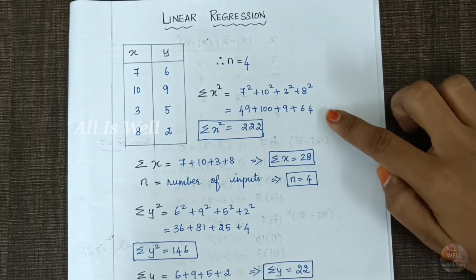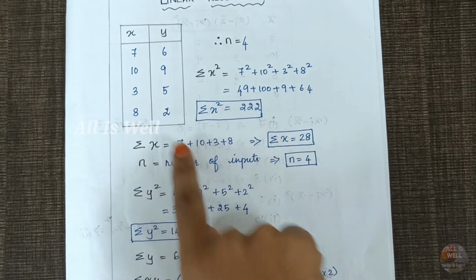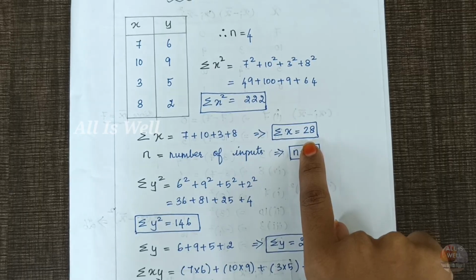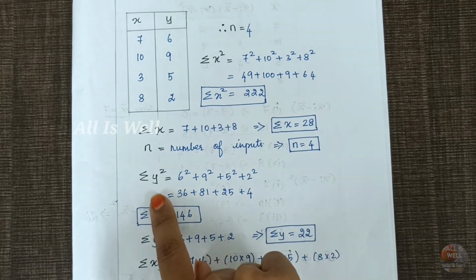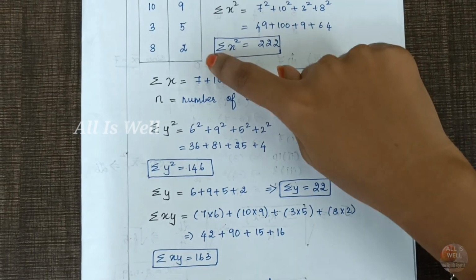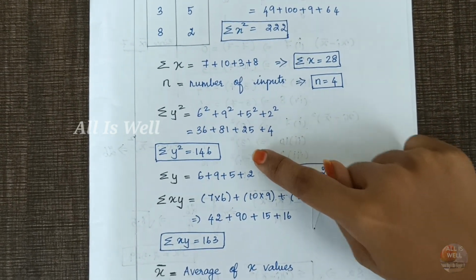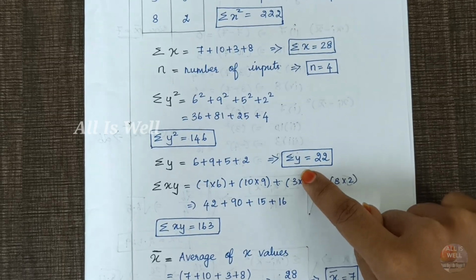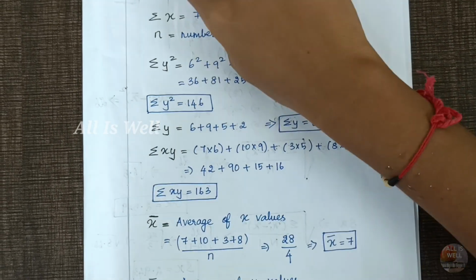Summation of x square would be the addition of squares of data of x. Summation of x would be the addition of data of x. N is the number of inputs, that is 4. Similarly, summation of y square is the addition of squares of data of y. Summation of y is the addition of data of y. Summation of xy is the addition of the product of data of x and y.